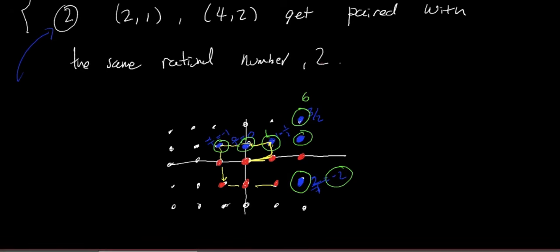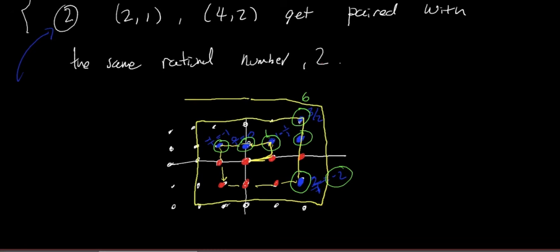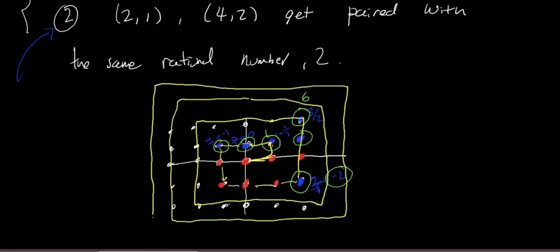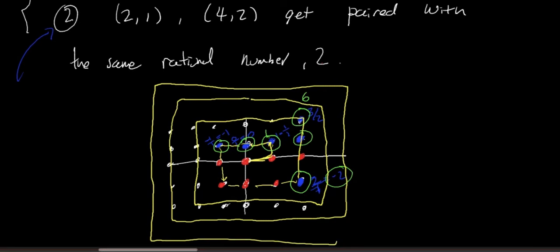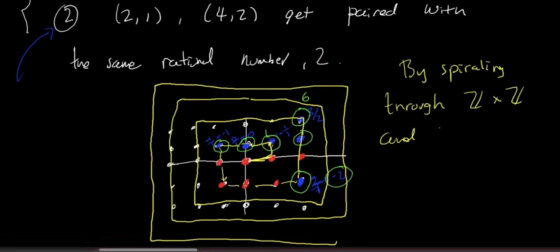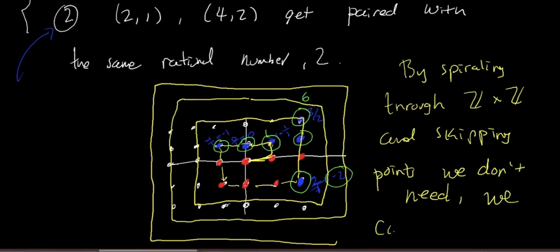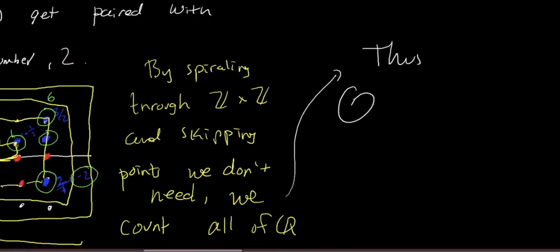So you can see that I am actually counting all of the rational numbers in this way because every rational number is represented by one of these integer points, by one of these lattice points. The only issue is that there were some points that we don't need, but we just skip them while we spiral. So we keep spiraling, count the points that we need, we skip the points that we don't need, and in this way we will count all of the rational numbers by counting some particular subset, namely the blue points, in the integer lattice. By spiraling through Z times Z and skipping points we don't need, we count all of the rationals. Thus, our set of rational numbers is countable.